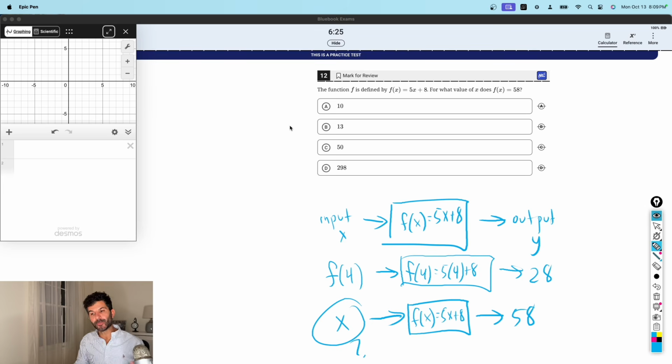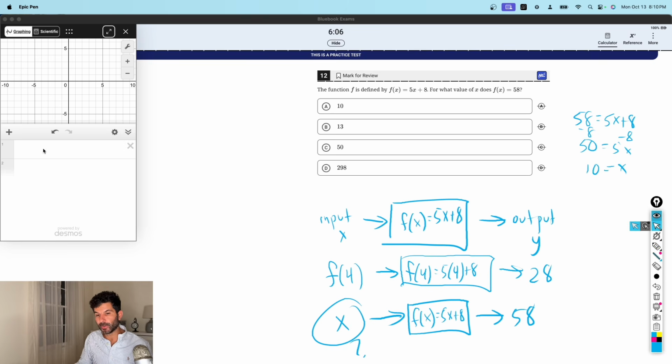Visually, I'm looking at this, and I want to know what is my x value. So it's pretty easy. A couple ways to do it. Algebraically, we can say that 58 is going to be y, and we can simply do 5x plus 8. We can move this over, of course, and get x is equal to 10, and that's my input, so choice A. Let me show you something really cool on Desmos.